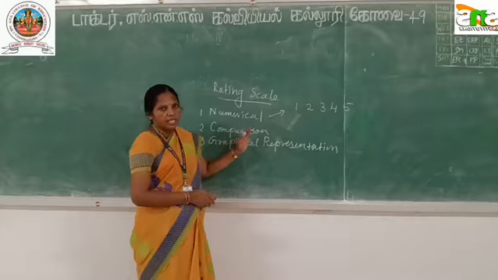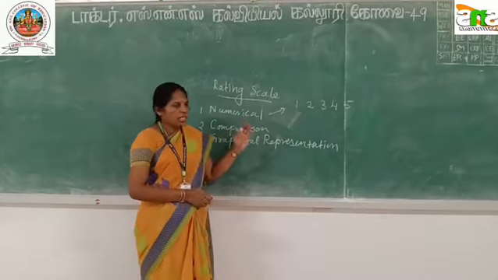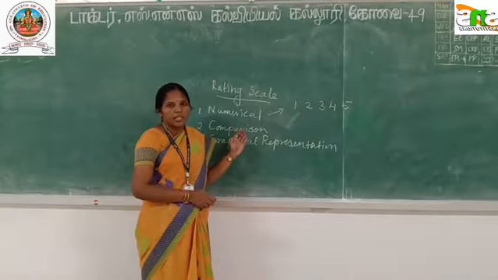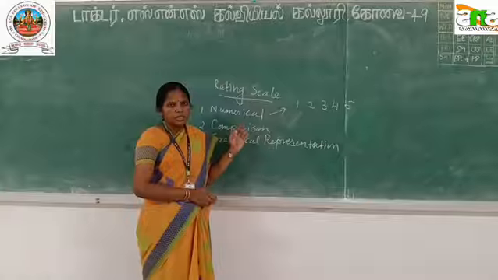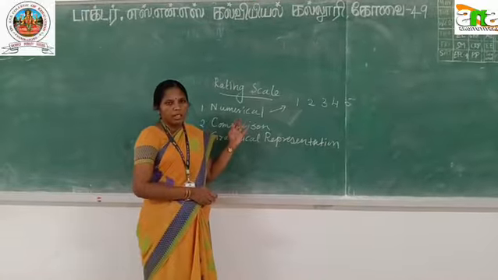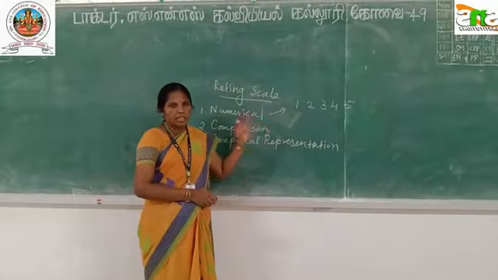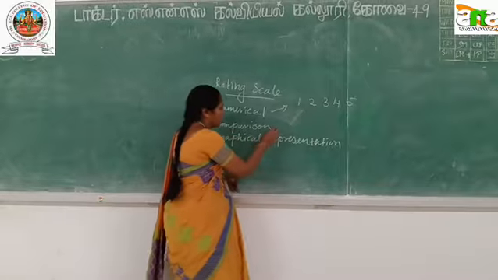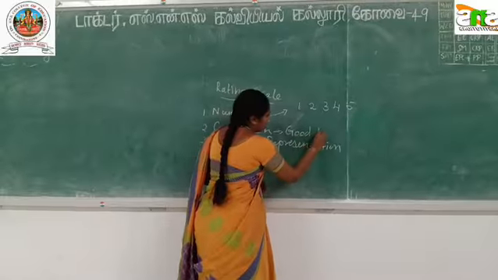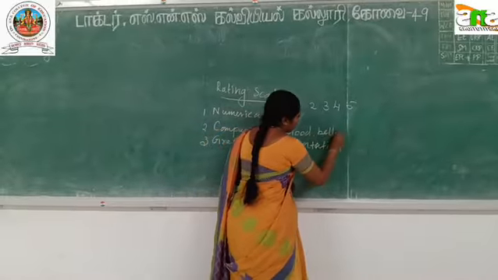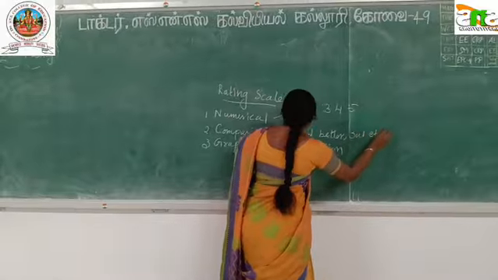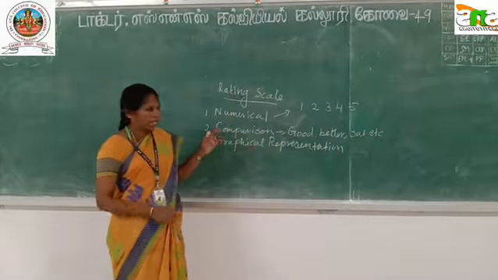Then comparison is something that can be used when PhD scholars are taking a survey. Somebody will use the questionnaire method, and at that time they have options like good, better, satisfactory. Likewise, comparison is nothing but using good, better, satisfactory, etc. So these are the comparison type of the rating scale.